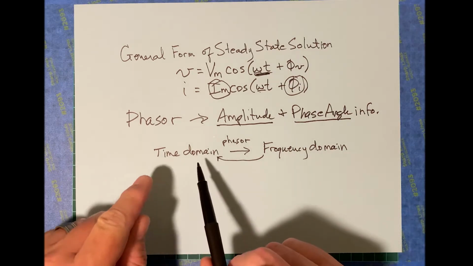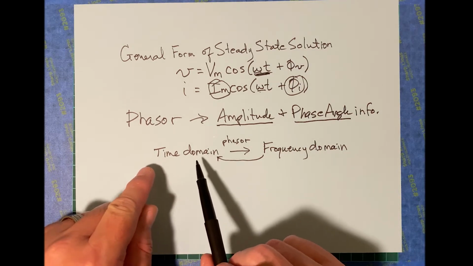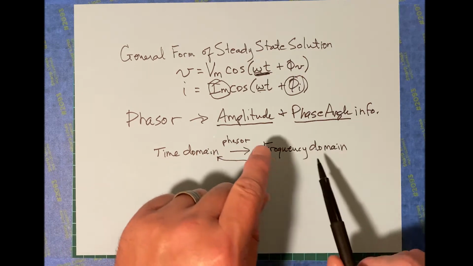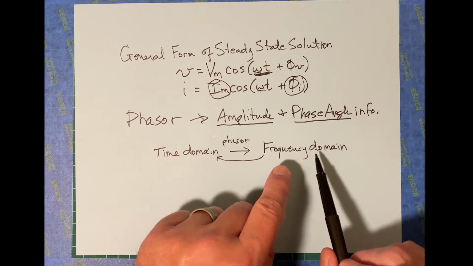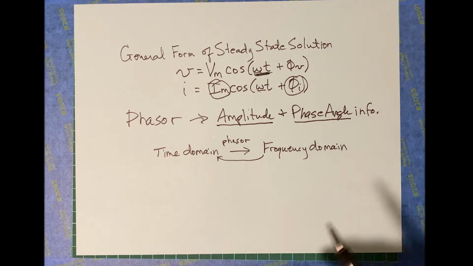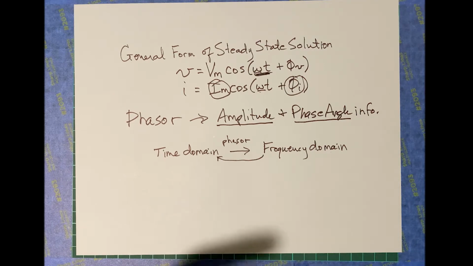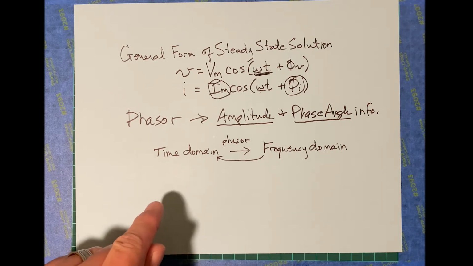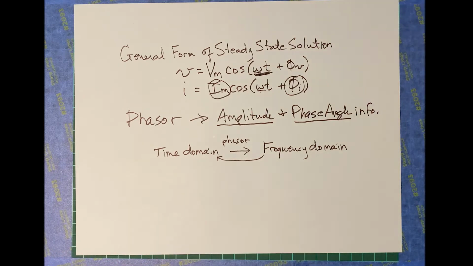Once again, time domain is where we start. We use phasor transforms to go to the frequency domain. We do all of our analysis over here that we need to, and then we go back to the time domain. Okay, so now that you've got that, what you need to know is how to do a phasor transform. So the phasor transform is going to transform a function from the time domain into the frequency domain. Okay, well let's see how to do that.